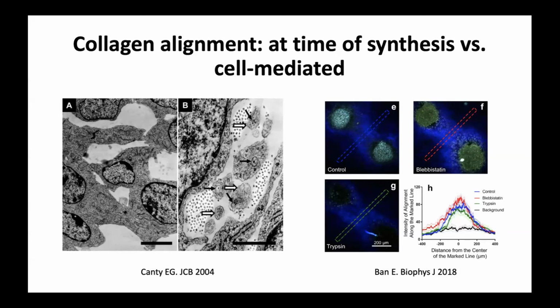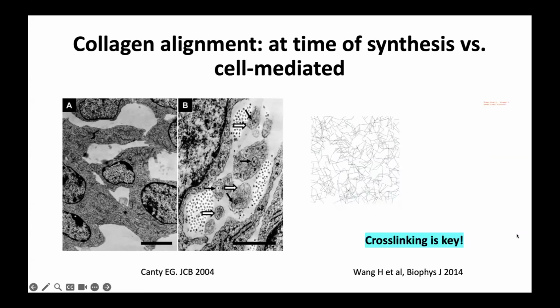There is also post-deposition alignment in response to cellular forces. This is a paper from our CEMB group showing that when you pull on a random collagen network, you can actually get it to align. And I will show you the picture. This is from Vivek Shenoy's lab, so this is computational modeling. You can see an aligned collagen crosslink.